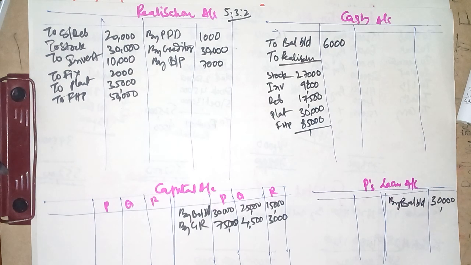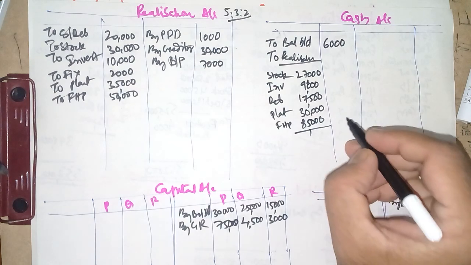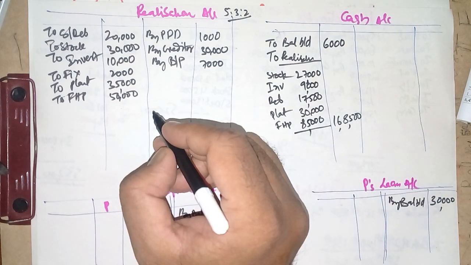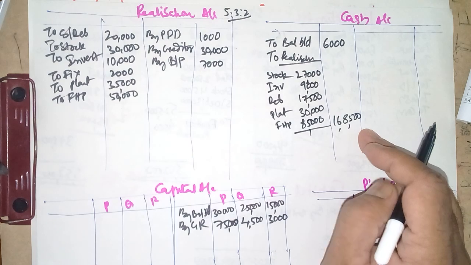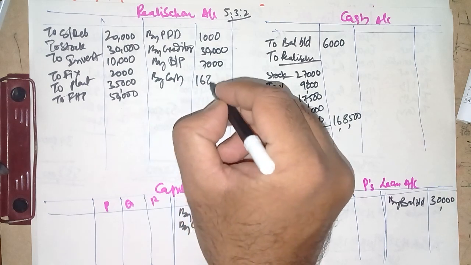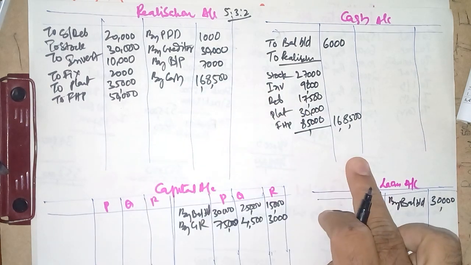The summation comes to 27,000 plus 10,000 less 1,000, that is 9,000. So 27 plus 9 plus 17,500, then 30,000, then 85,000. So the total is 1,68,500 realized. So in the cash account we have debited, and in realization we credit, by cash, 1,68,500 we have received. Clear?